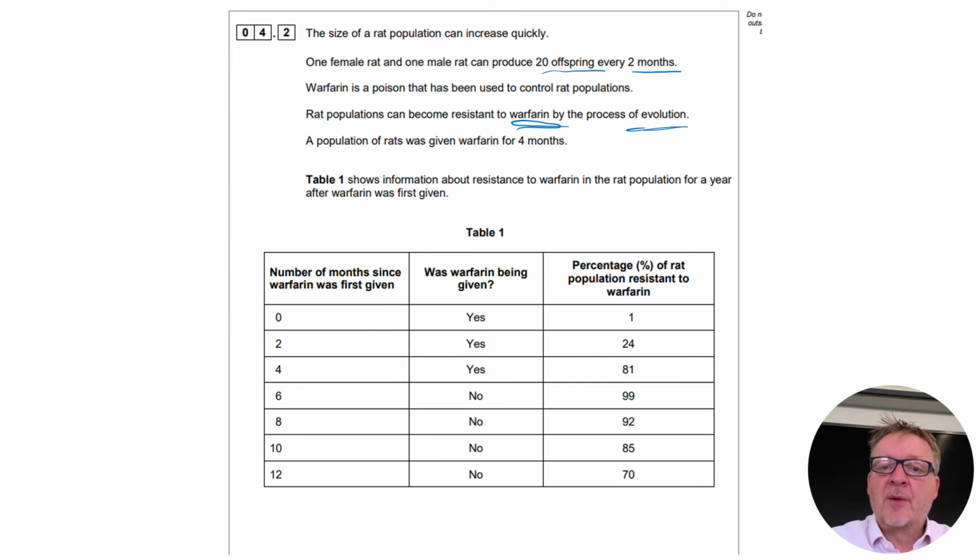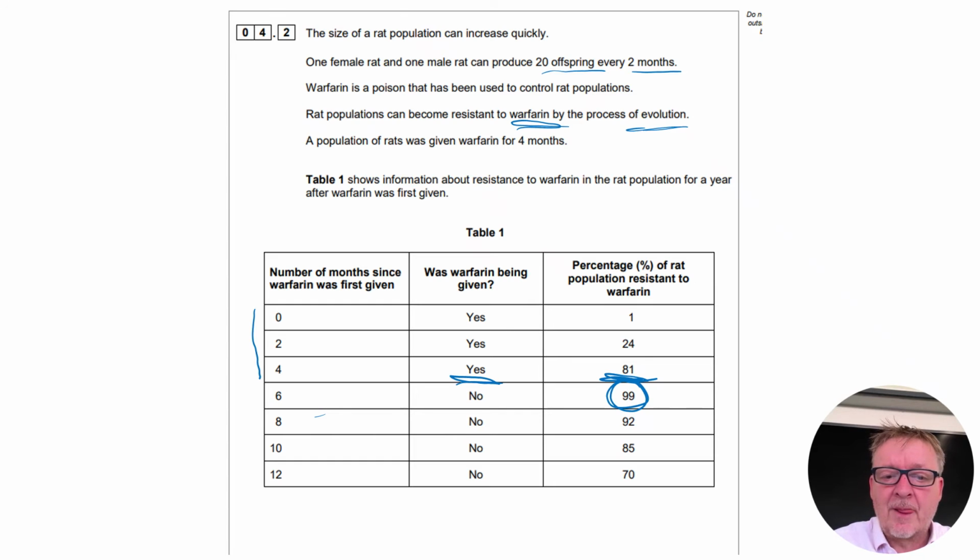Okay, a population of rats was given warfarin for 4 months. So 0, 1, 2, 3, 4. So they were given it, right, and table 1 shows information about resistance to warfarin in the rat population for a year after warfarin was given. Okay, so we got it for 4 months. Resistance gets up to 81% within those 4 months. And after 6 months, 99% of rats are resistant to warfarin.